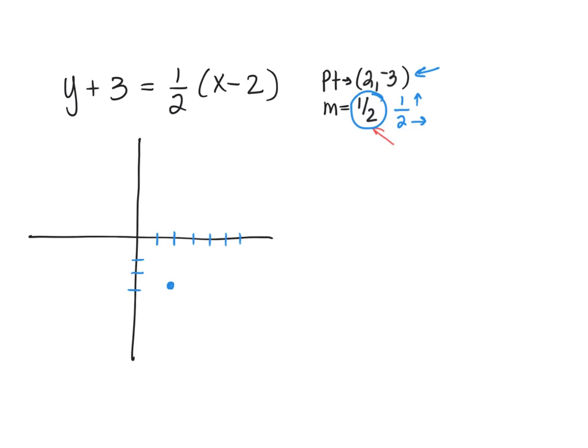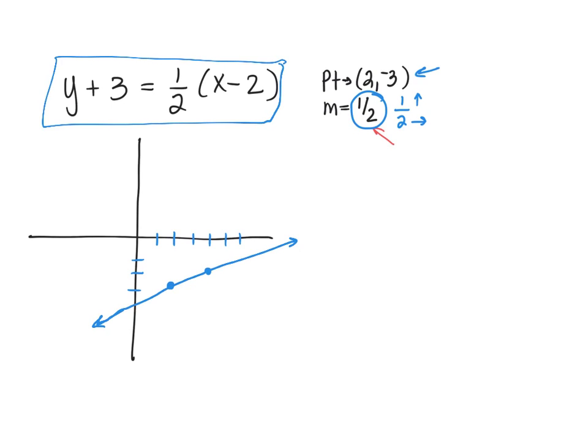up 1, 2 to the right. All right, up 1, 2 to the right, and then you have your line. So that's how you graph a line if the equation is given to you in point-slope form. You do not need to switch it to y = mx + b, as from point-slope form, you've got a point and a slope.